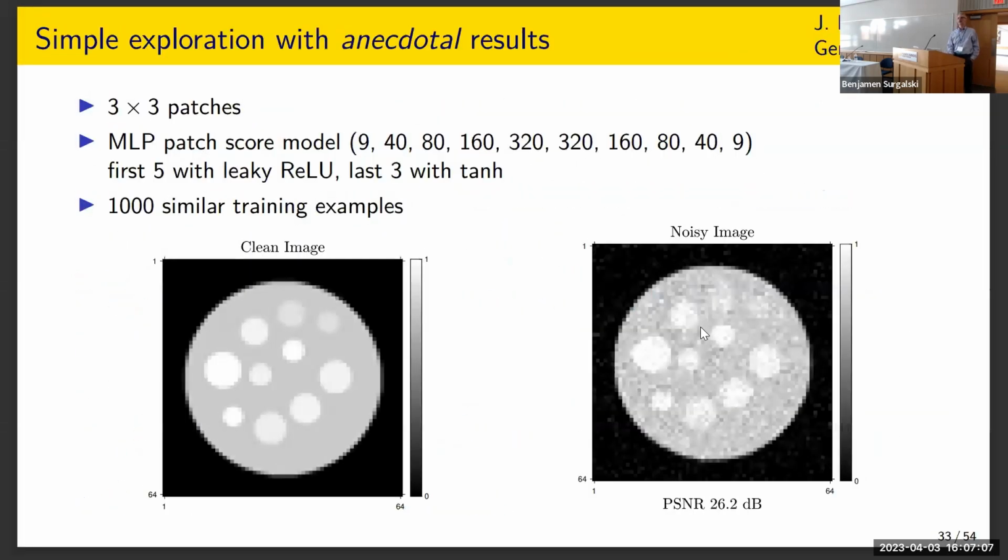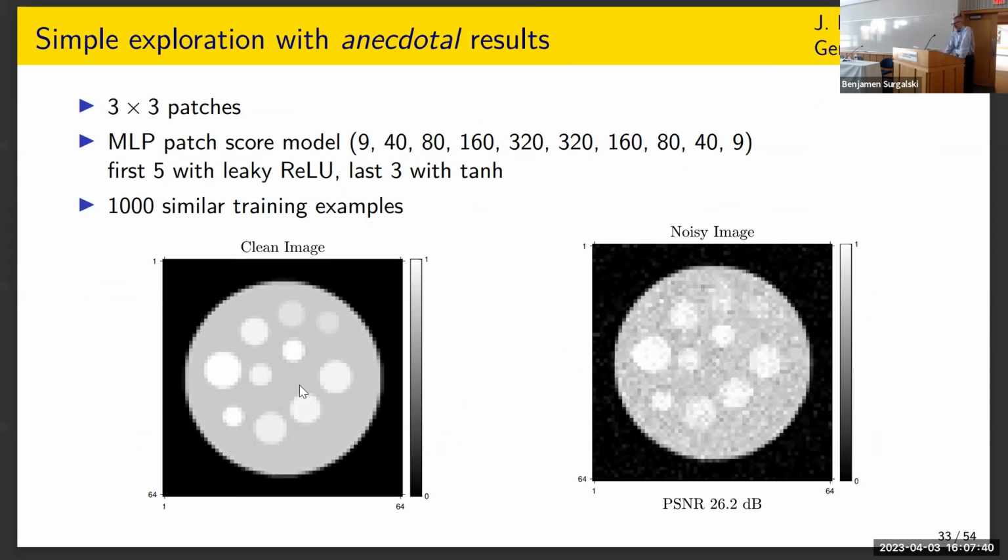I gave this part of a talk at a conference just a few weeks ago, and my graduate student, Jason, gave me the results while I was at the conference. I haven't gotten any updated results from him, so these are the ones from a couple of weeks ago. This is an example where we just used 3 by 3 patches. I had 1,000 training images of what I call the pizza phantom. Every one of these images looks like this: a disk, in a slightly different position, with random disks located within it.